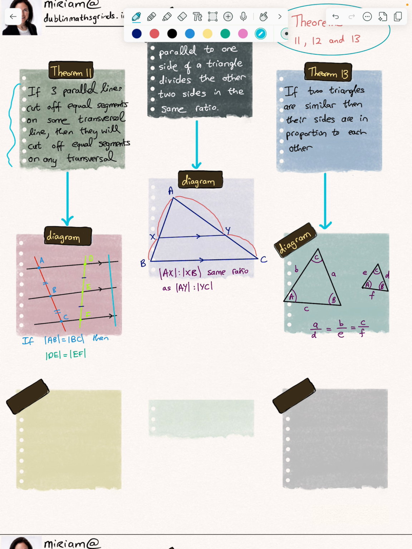DE is equal to EF. And it's not the case that AB is equal to DE or anything like that. It's just that within the one transversal, the parallel lines are dividing it into equal pieces.